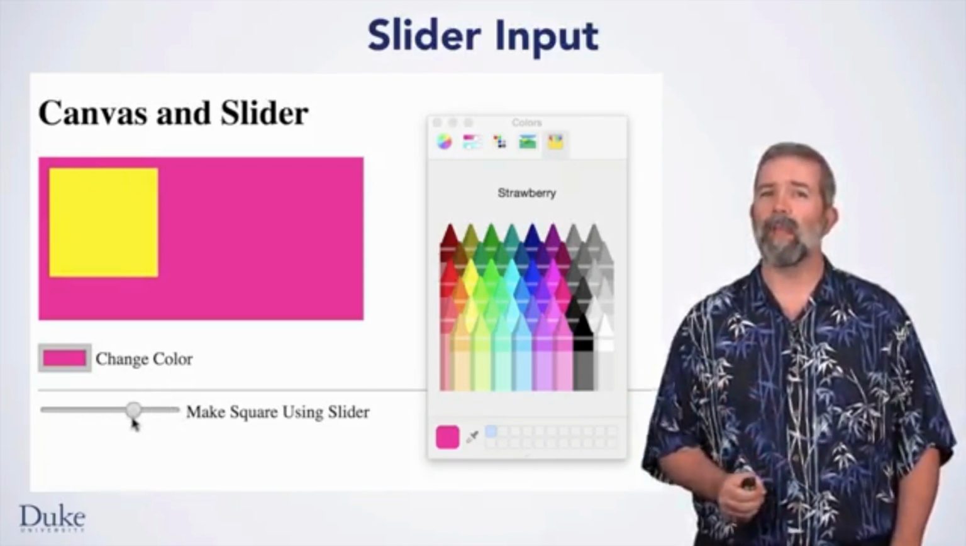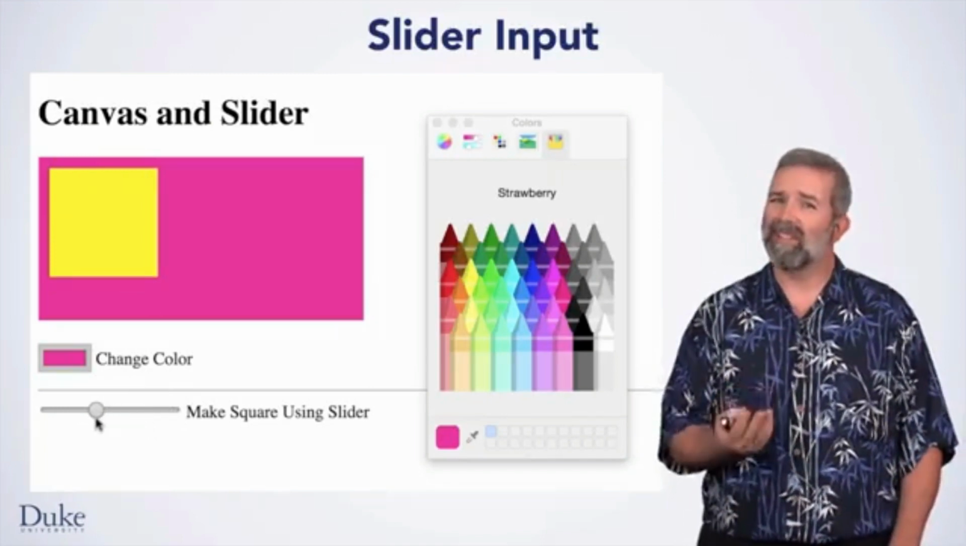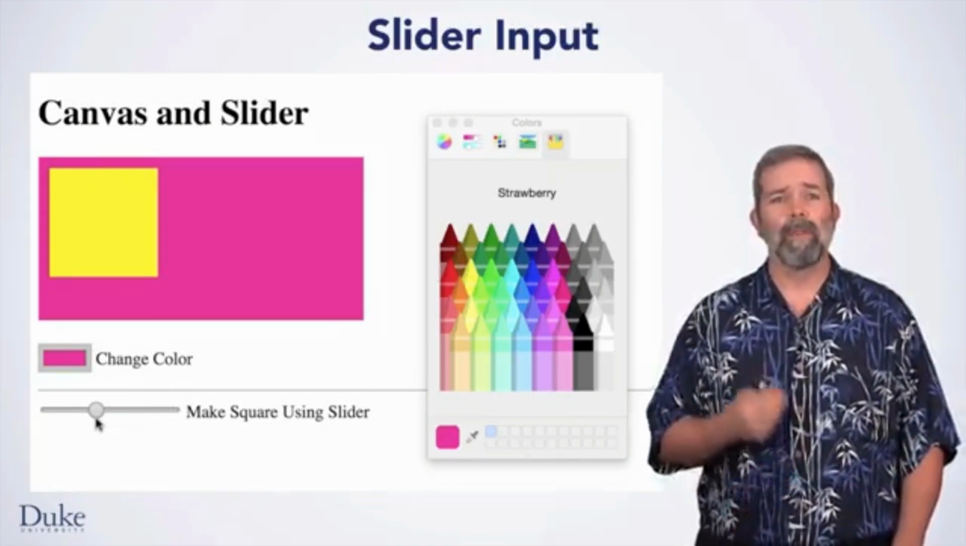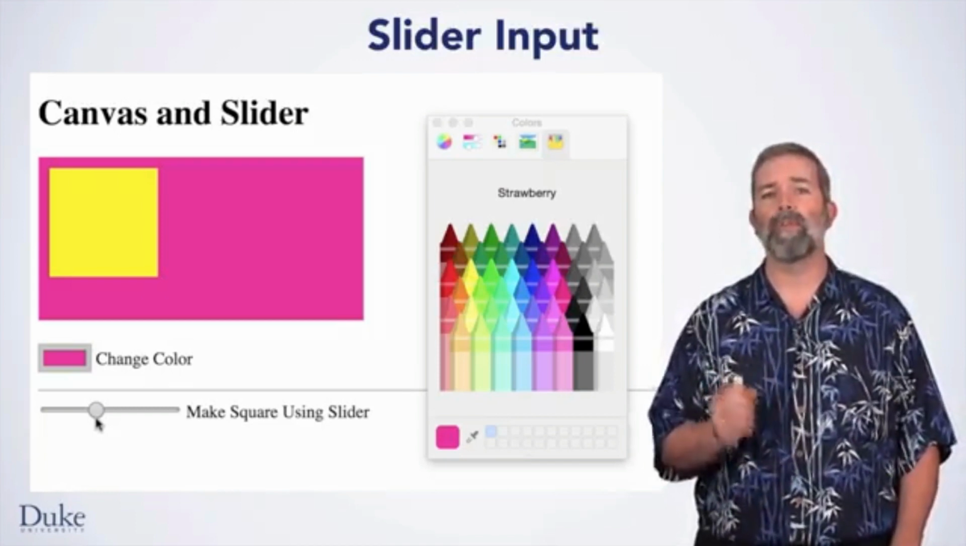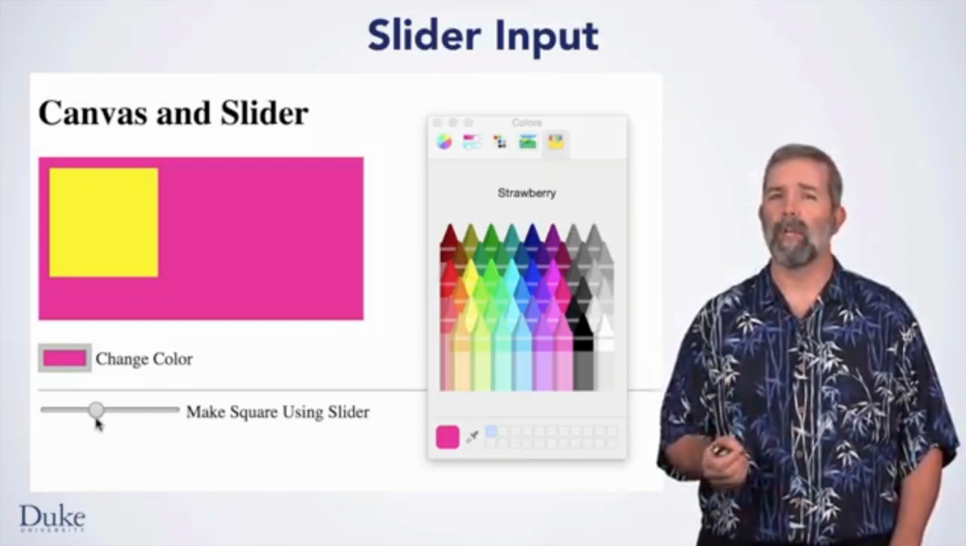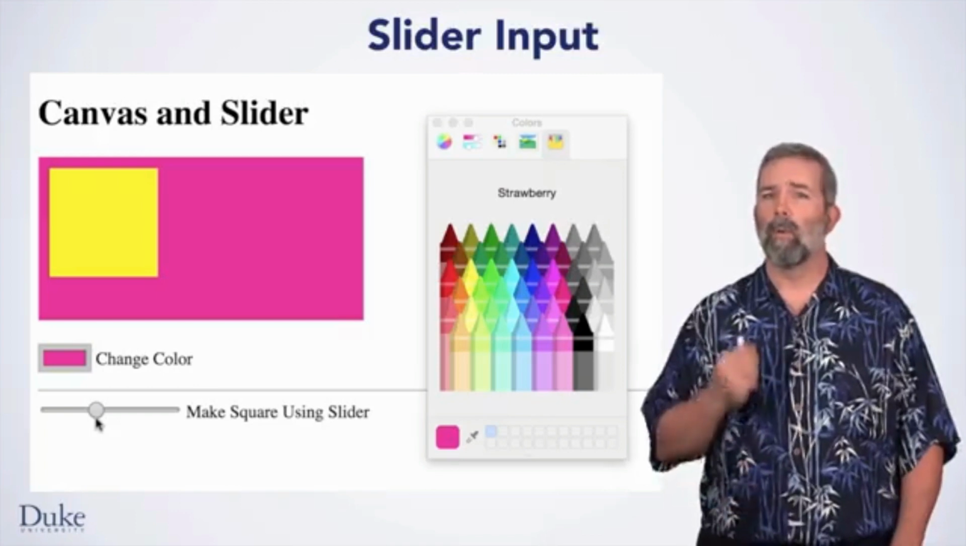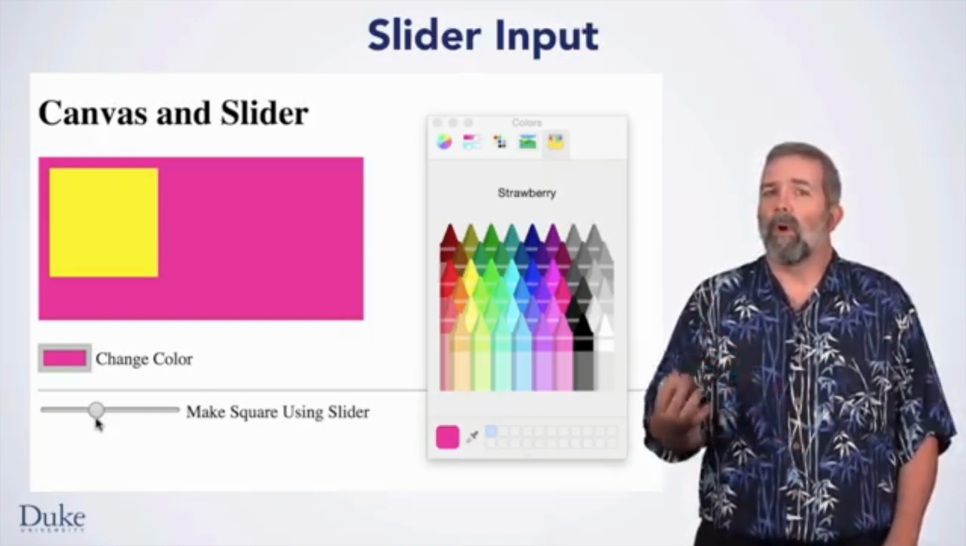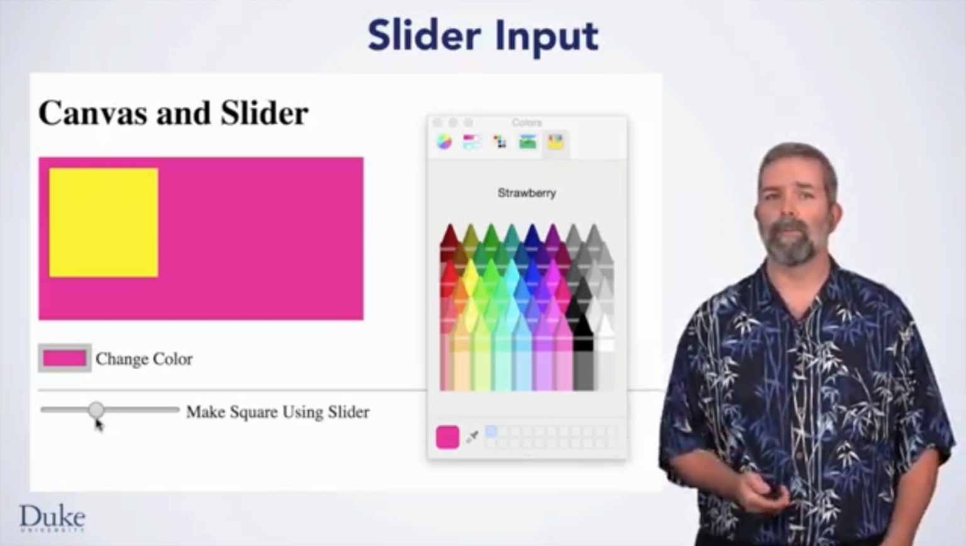The square can be made larger with a slider, but it doesn't seem to get smaller. This is because each time the onInput event handler calls the doSquare function, it draws another square, one on top of the other. But the old ones are not cleared.